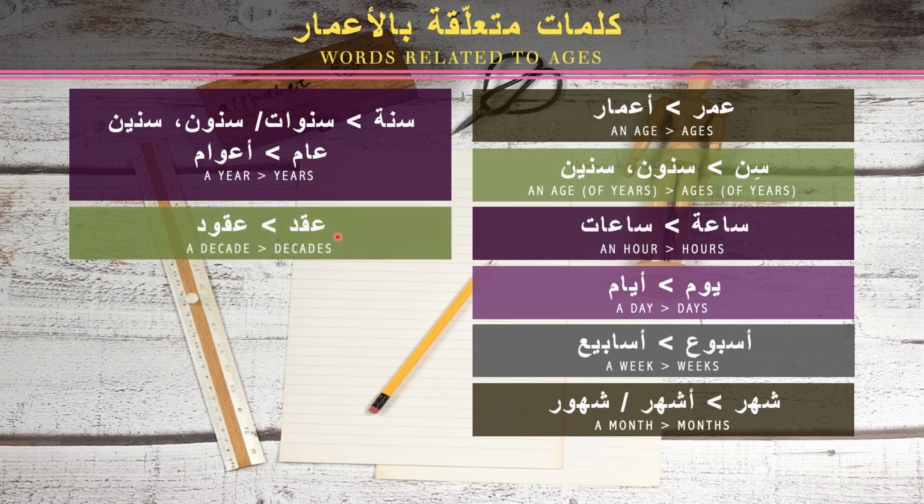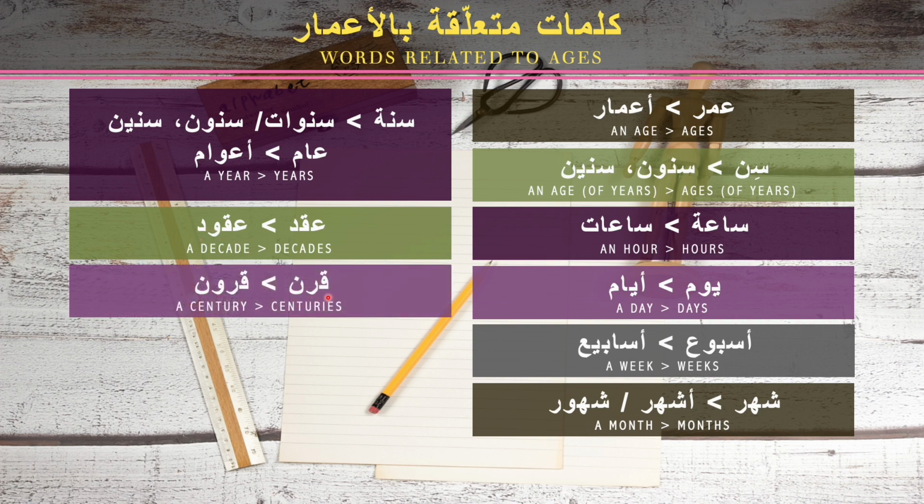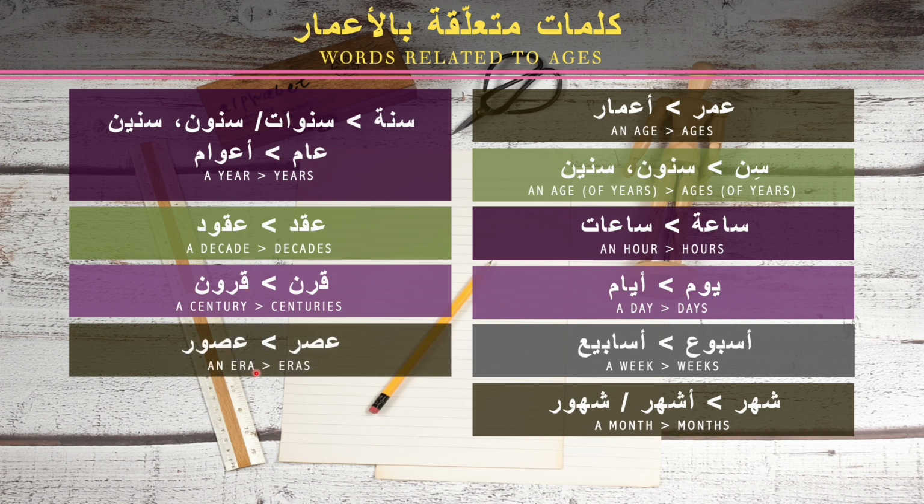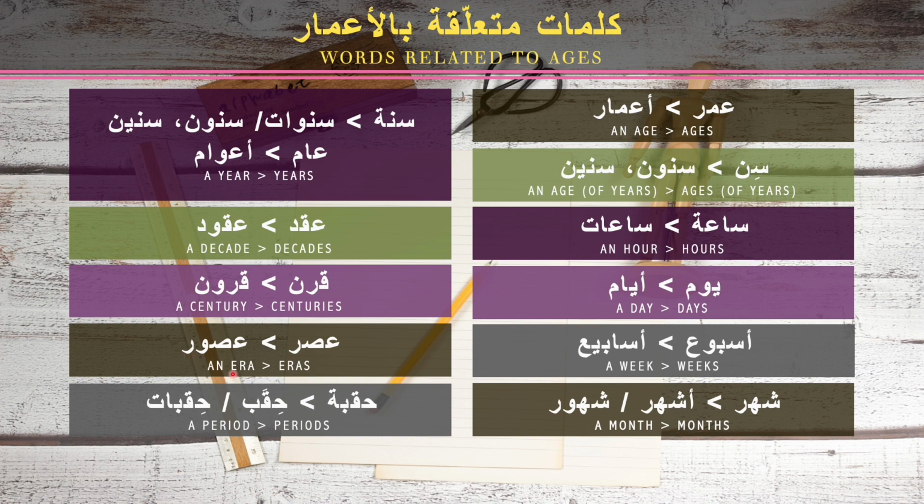Then a decade, عقد. Decades, عقود. A century, قرن. Centuries, قرون. An era, عصر. Eras, عصور. A period, حقبة. Periods, حقب or حقبات.